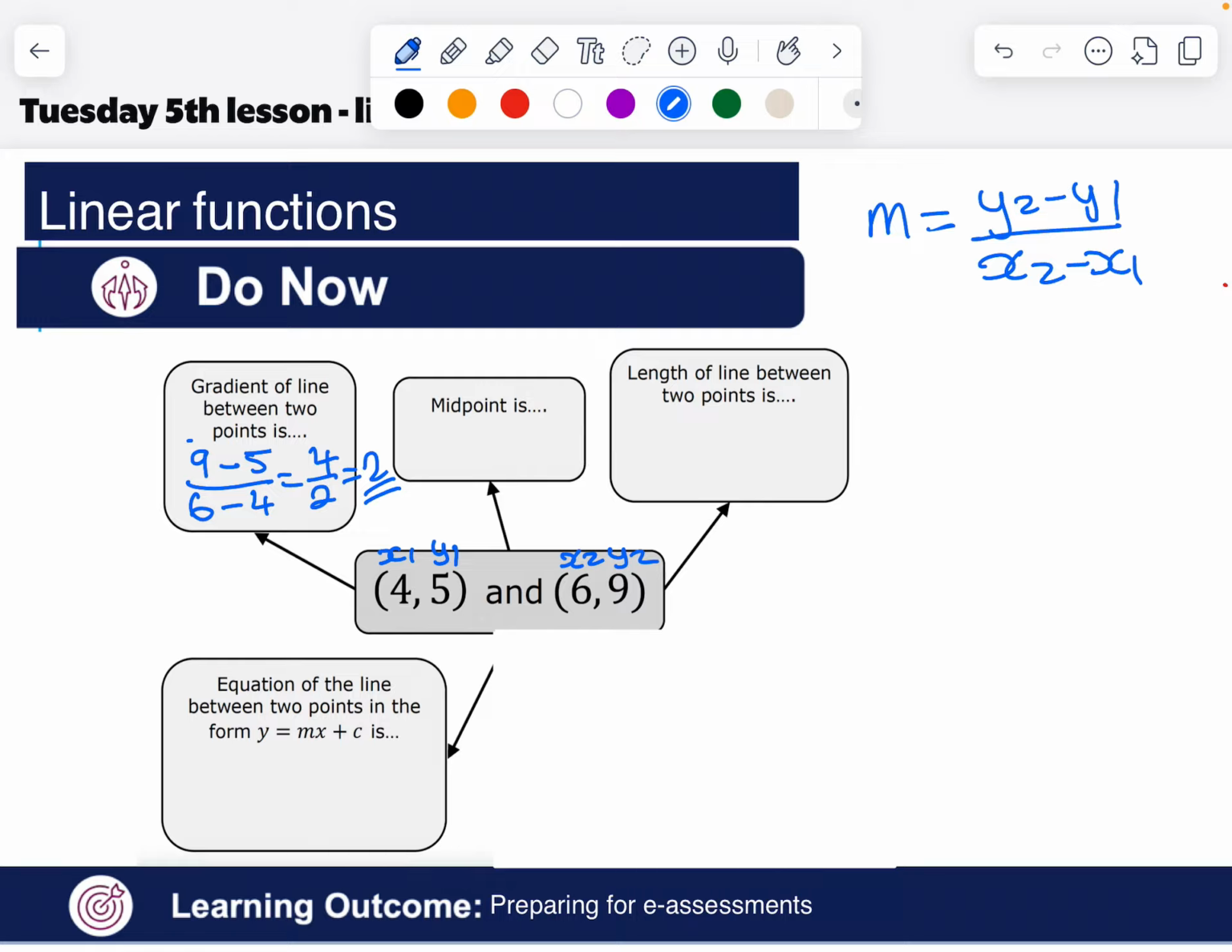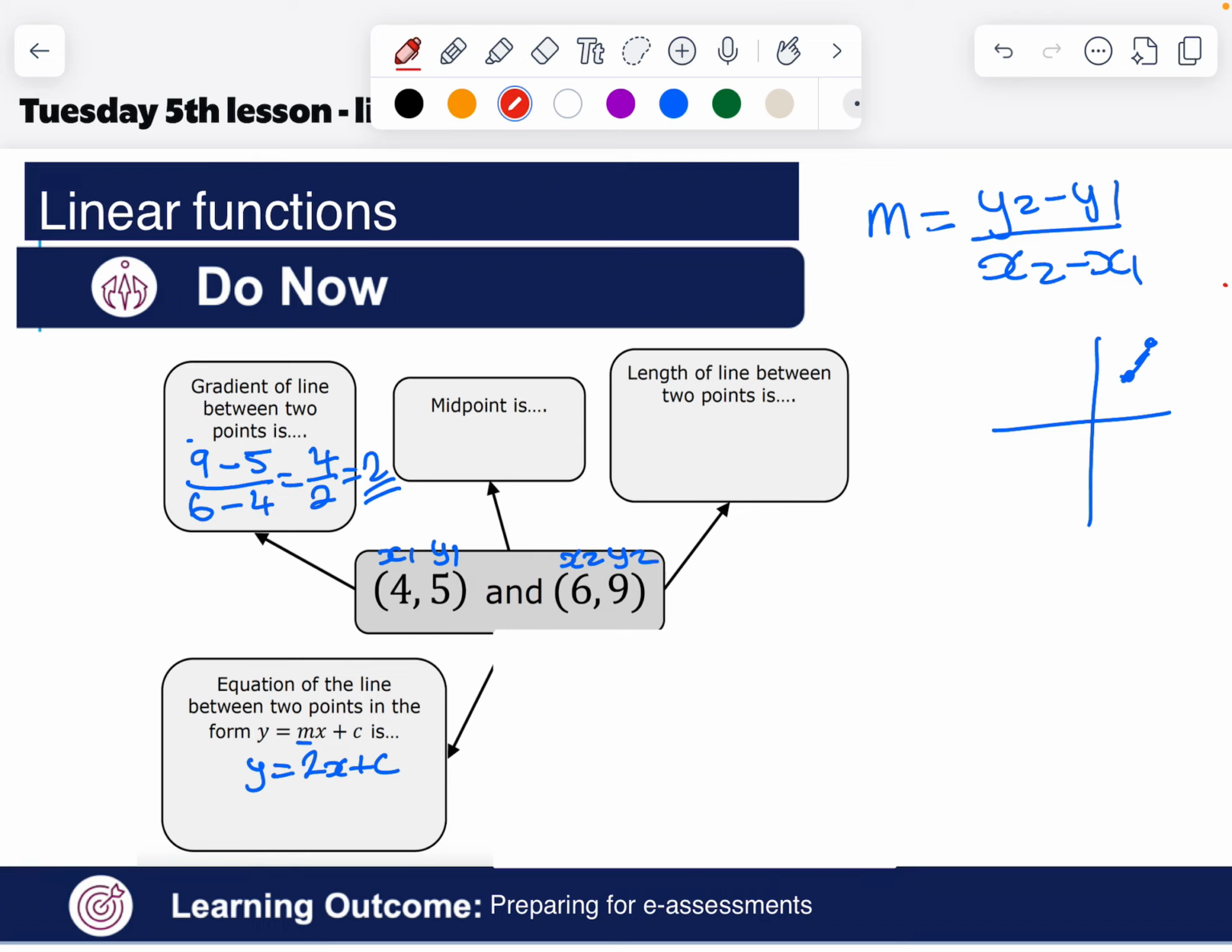Because the gradient stands for m in the equation of a line that joins these two, I now know the gradient, m. Just so you know what we're talking about, if I sketch these 2 points, 4, 5 and 6, 9, the gradient of this line is 2. You rise over your run.